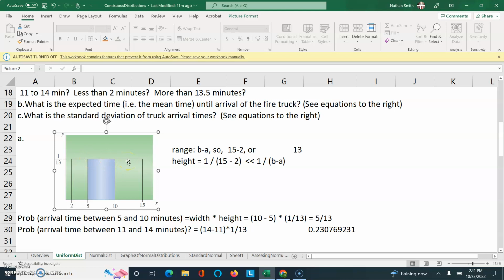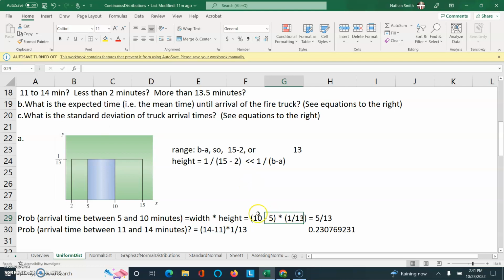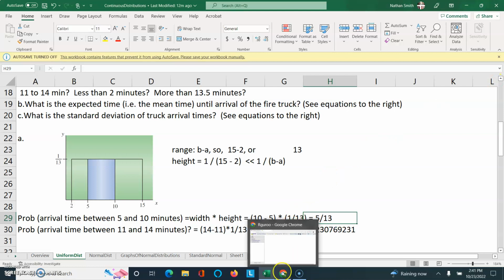Now from basic high school, I know that the area of my rectangle is the length times the width, or base times height, however you want to phrase it. The height is 1 out of 13. So here's my 1 out of 13. The width would be 10 minus 5, so that would be a width of 5. And if I simply multiply those two numbers, I'm going to get an area, which is the probability, of 5 divided by 13. So the full answer is 5 out of 13. Now RGuru is very good at doing these, so let's load up RGuru and do this one there.